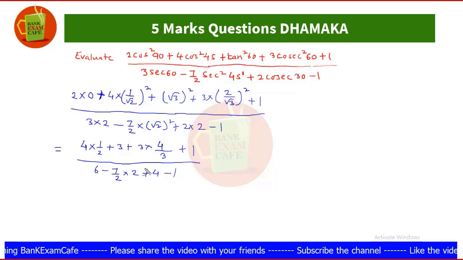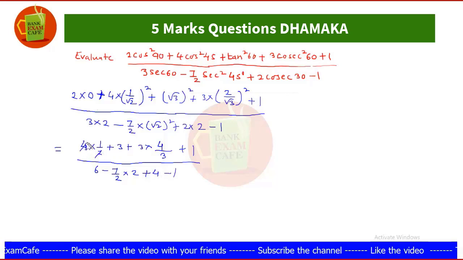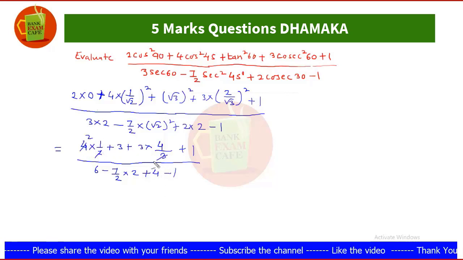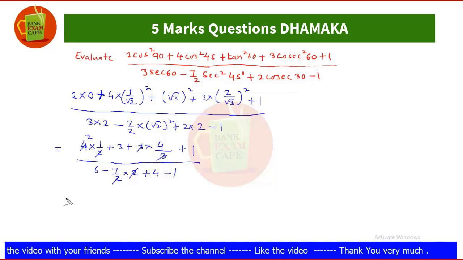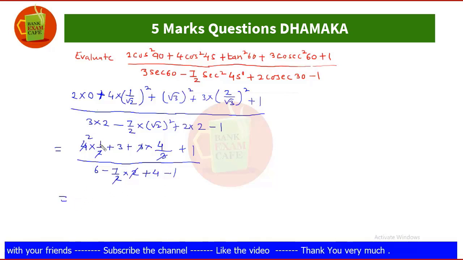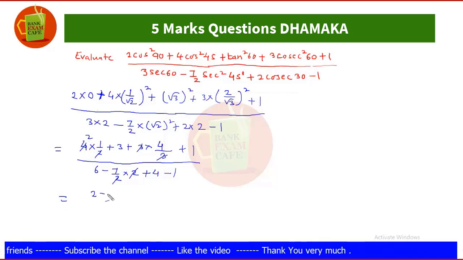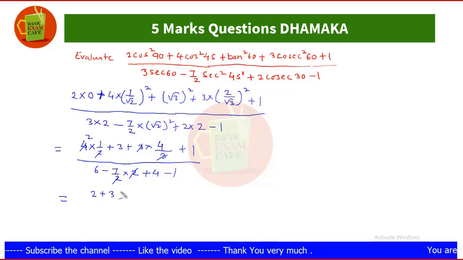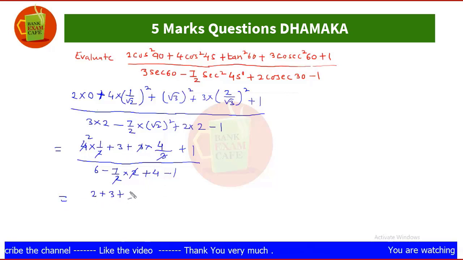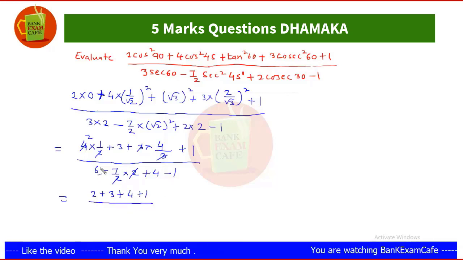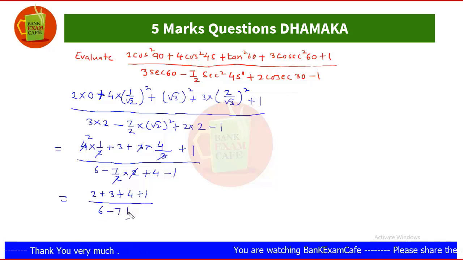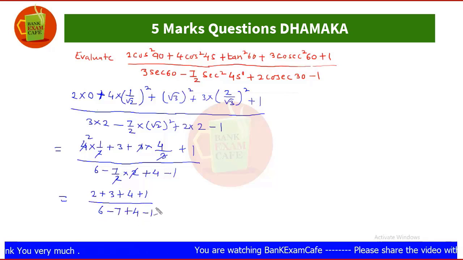minus 1. Here this will be 2 1s are 2, 2 2s are 4. Here 3 and 3 will get cancelled. Here 2 and 2 will get cancelled, and further it will be solved as 2 plus 3 plus this will be 4 plus 1 upon here this will be 6 minus 7 plus 4 minus 1.